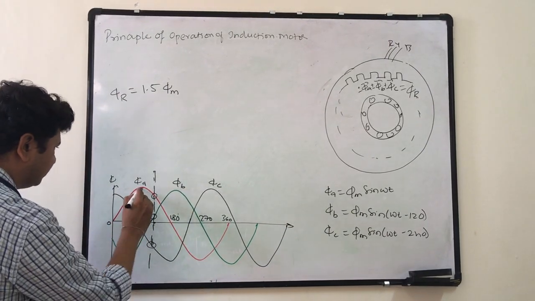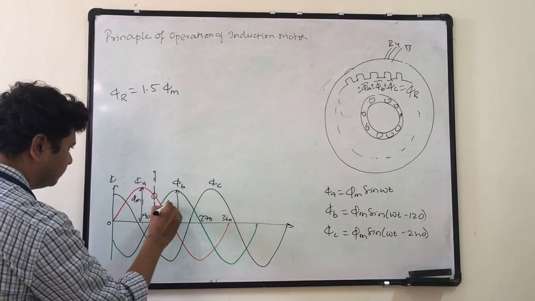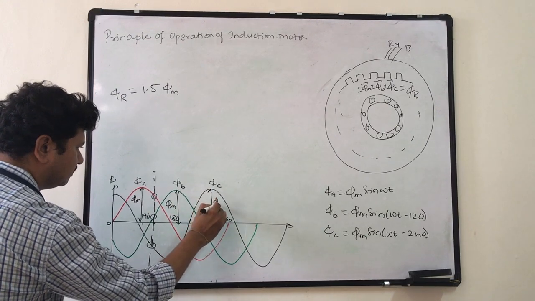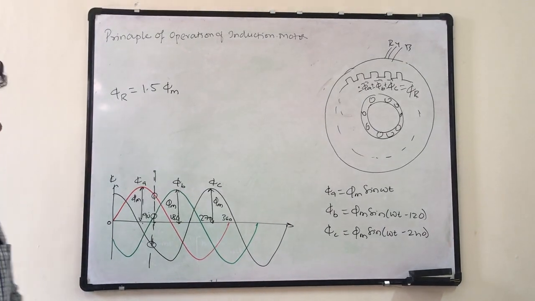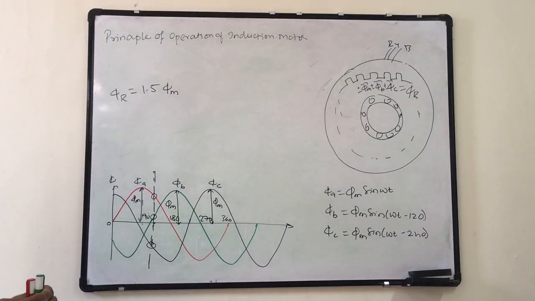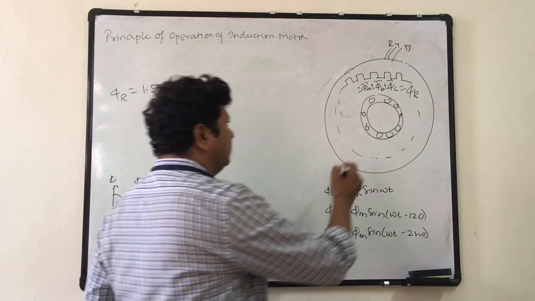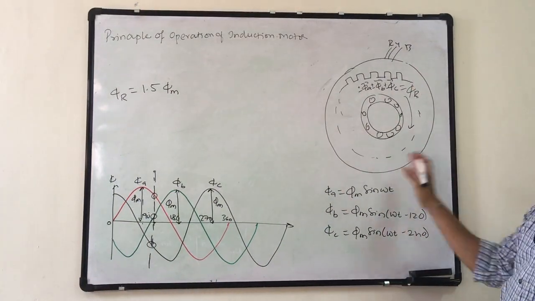So this is phi m, this is phi m, this is phi r. Okay, so 1.5 times the phi m. Okay, and this is the resultant flux, and not a steady flux. It is an alternating flux, a sinusoidally alternating flux, and also this resultant flux is rotating in nature. It is rotating in the space.